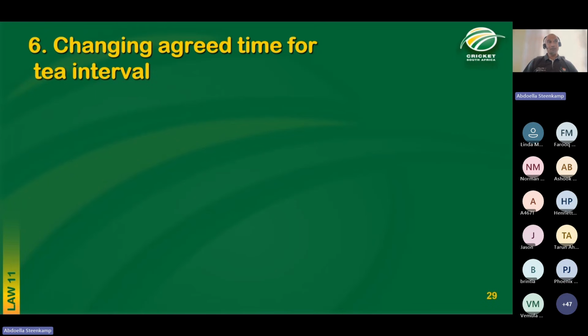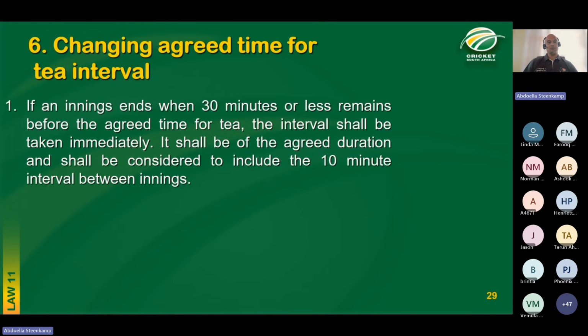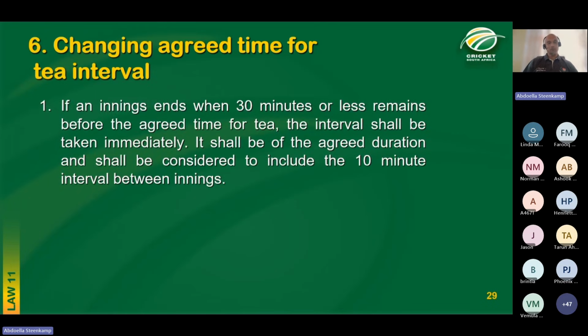The law also brought flexibility when it comes to our tea interval. The first flexibility is if an innings ends 30 minutes or less before the agreed time for tea, we will take tea immediately. Let's say our tea is 3 o'clock. If South Africa gets dismissed at 14:40, what will happen next? We will take tea immediately.